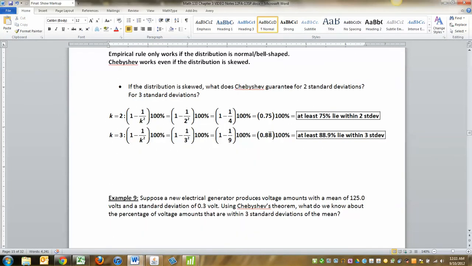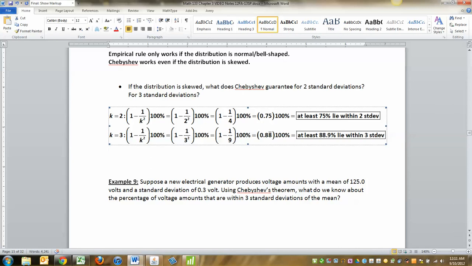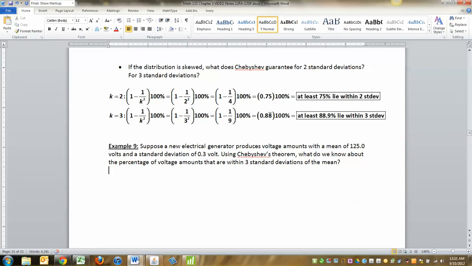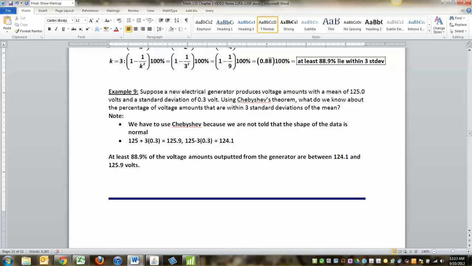Okay. So suppose a new electrical volt generator produces voltage amounts with a mean of 125 and a standard deviation of 0.3. Using Chebyshev, what do we know about the percentage of volts that lie within 3 standard deviations? At least 88.9. You know what? Let me type this. Hold on. All right, there we go.